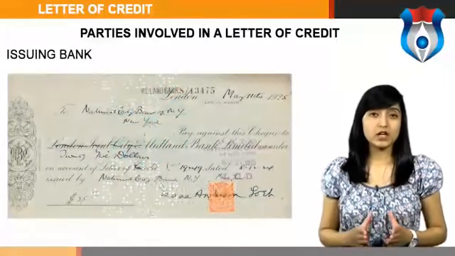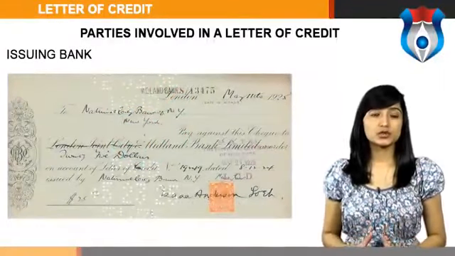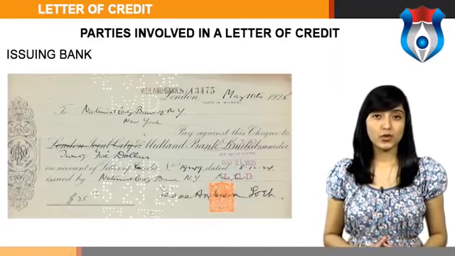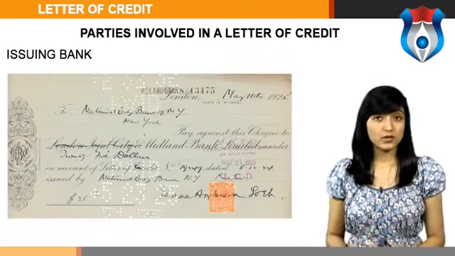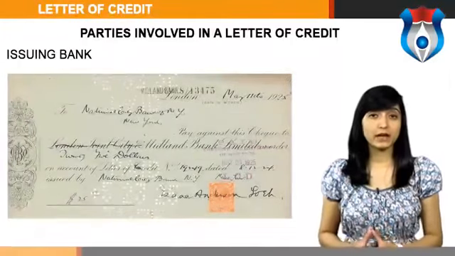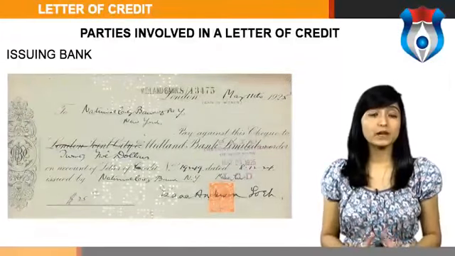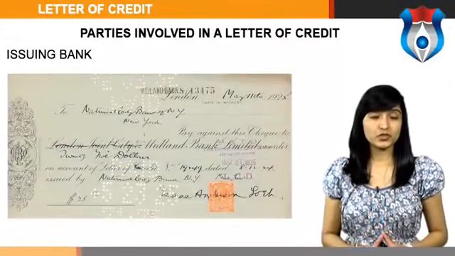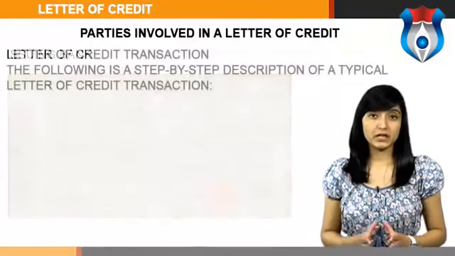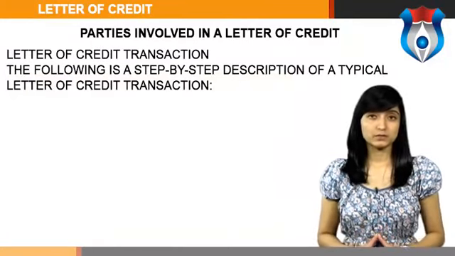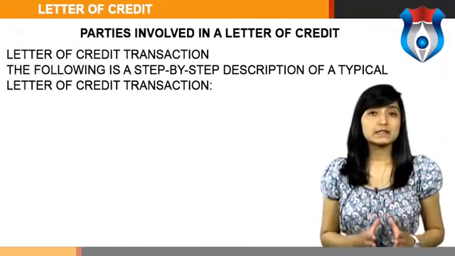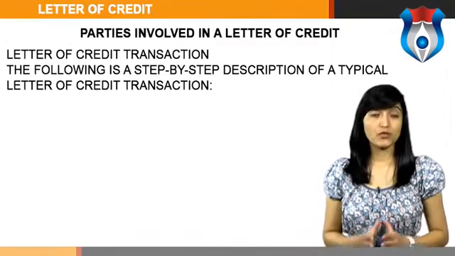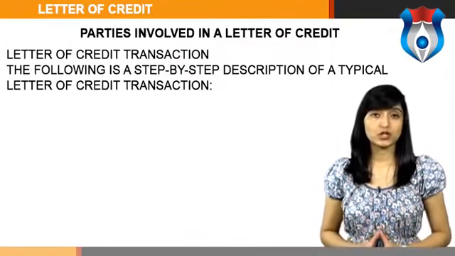Issuing bank: the issuing bank is the bank that issues a letter of credit at the request of an applicant or on its own behalf. The issuing bank undertakes to honor a compliant presentation of the beneficiary without recourse. Letter of credit transaction: the following is a step-by-step description of a typical letter of credit transaction.